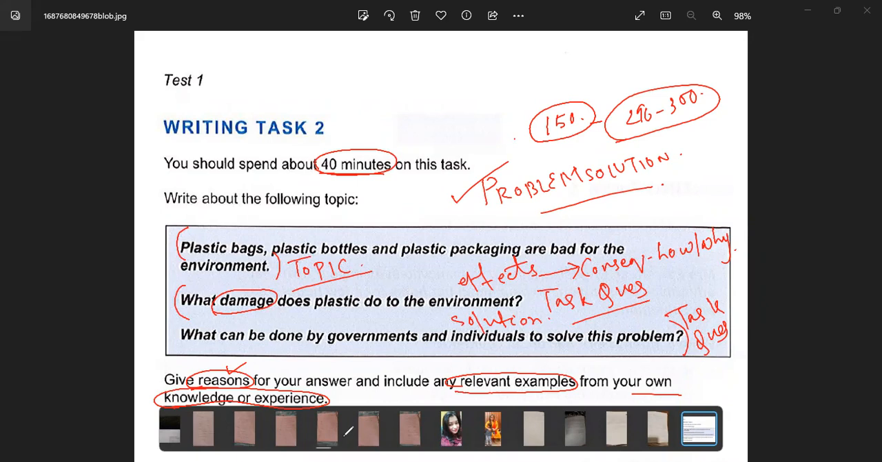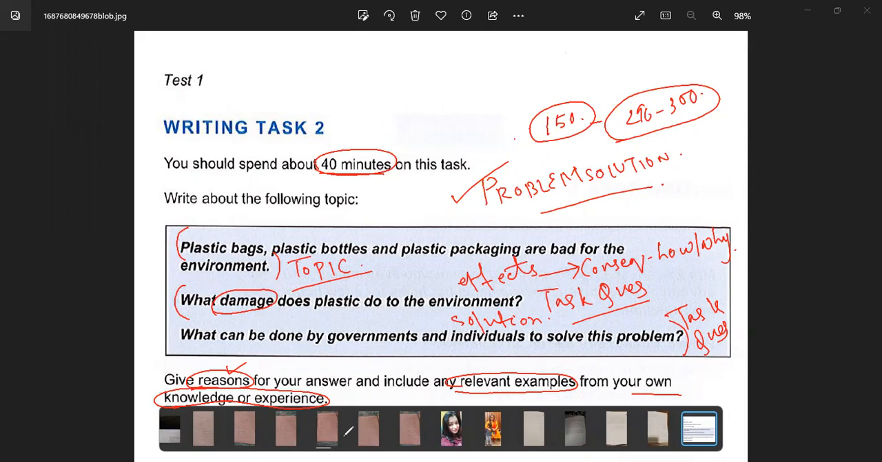Like I mentioned, let's say the government should encourage people through advertisement, through a social awareness program, by calling celebrities, or on social media. They can do that. And apart from that, you give this kind of an example or evidence, you give this kind of a point for the solution.